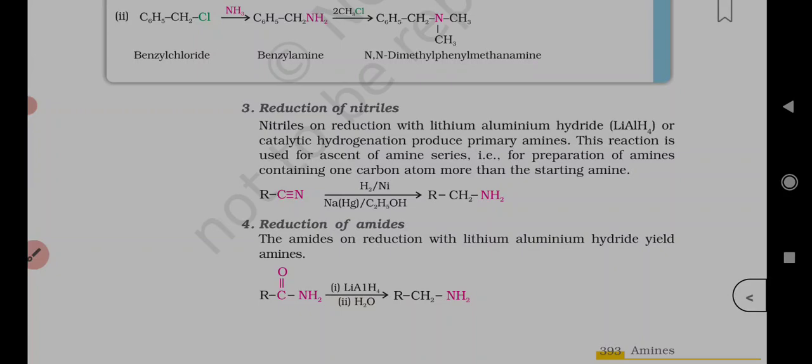So today we will complete up to preparation of amines and physical properties of amines. Then tomorrow we will do chemical reactions of amines. There is so much in chemical reactions. There are so many reagents and many things. Electrophilic substitution reactions are there. Then later we will do diazonium salts, the method of preparation of diazonium salts.